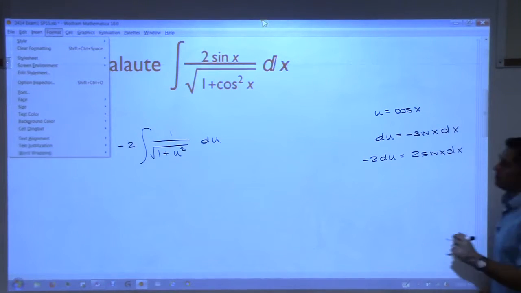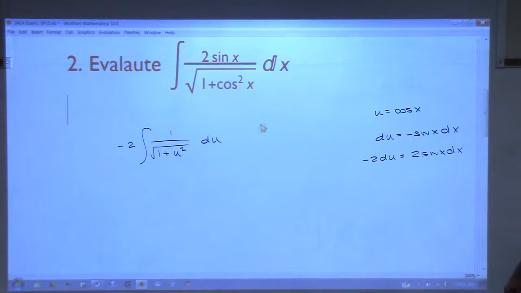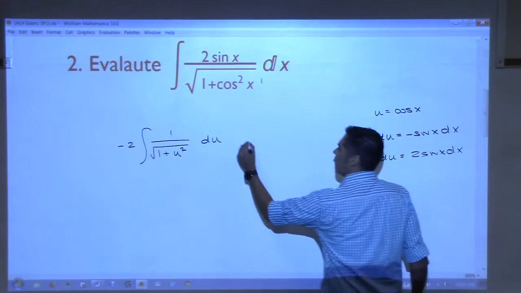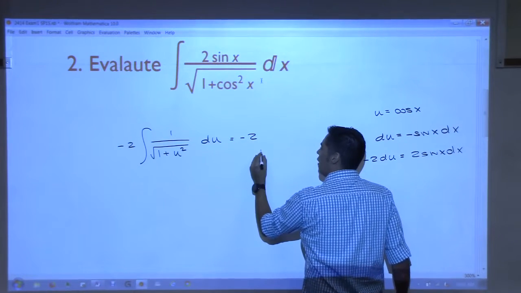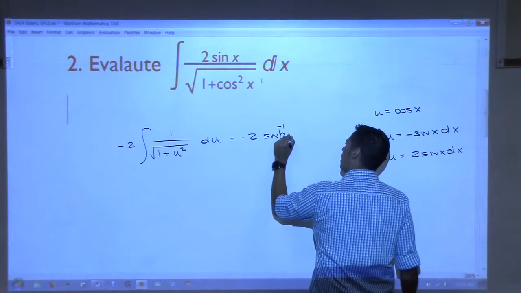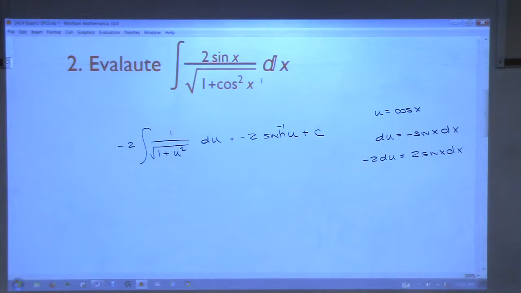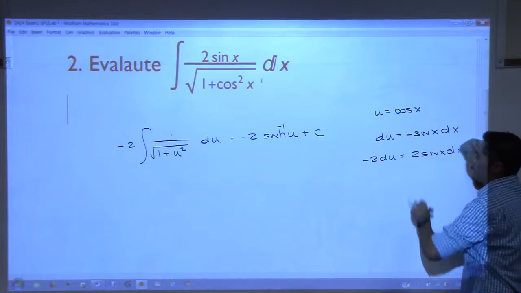So this would turn out to be, I still like that. This would be negative 2 out front, and then you would have inverse sine hyperbolic of u plus c. So there's no work to be done there. And then you just replace u with cosine x, and we're done. Like I said, this test was a little bit harder. I think that step right there is a little bit difficult because you have to know the formula. This step, not so much. This is a basic u sub right there.